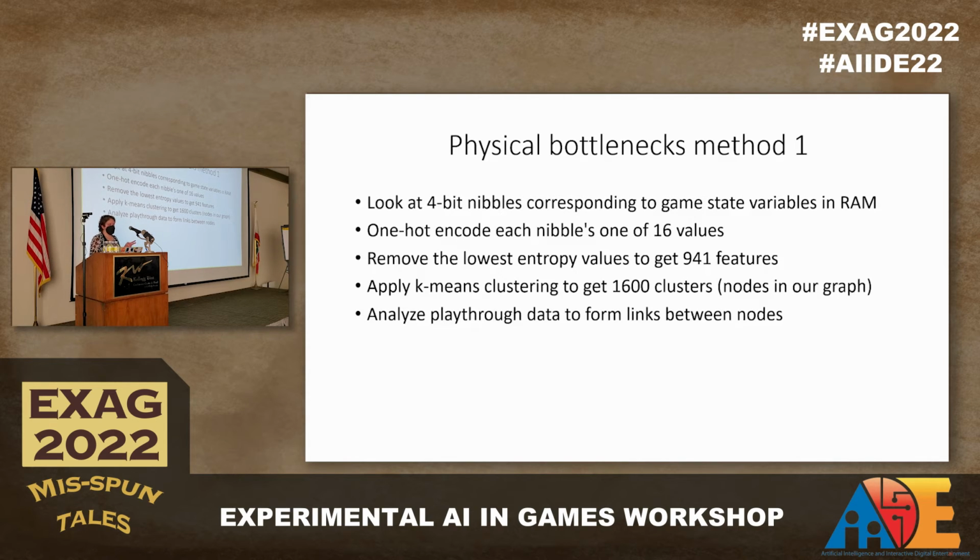So we have two methods for looking at what we're going to call physical bottlenecks. Again, this is just how different actual physical states of the game correspond to another. So if you have questions about how this works, I'm unfortunately going to ask you to go look at the code or email us after.